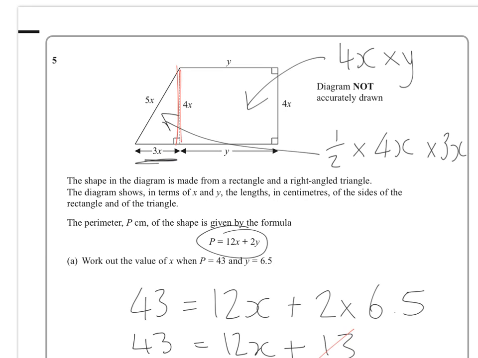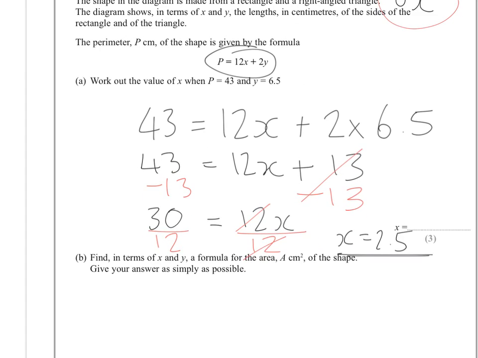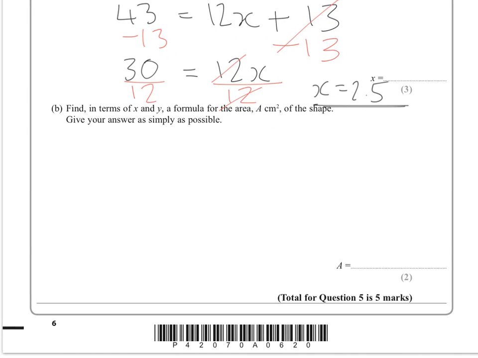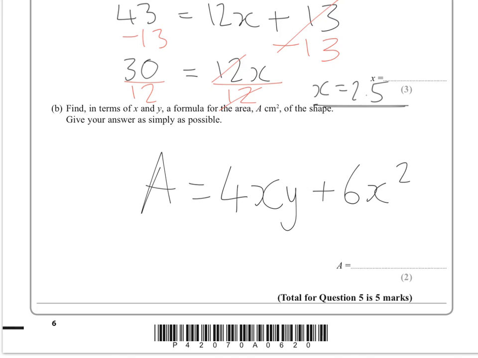Half times 4 times 3 leaves me with, well, 4 times 3 is 12 times a half, so 6, and we've got x times x squared. So my total area is 4xy plus 6x squared. Leaving your answer in simplest form, well, that means to put it in brackets if possible.